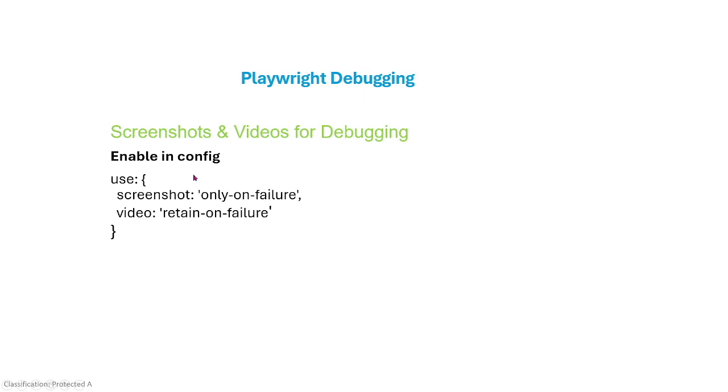In the config file, set screenshot to only on failure, and video to retain on failure. After the run, the test results are right here. If a test fails, there is a screenshot, a video, and the trace view.